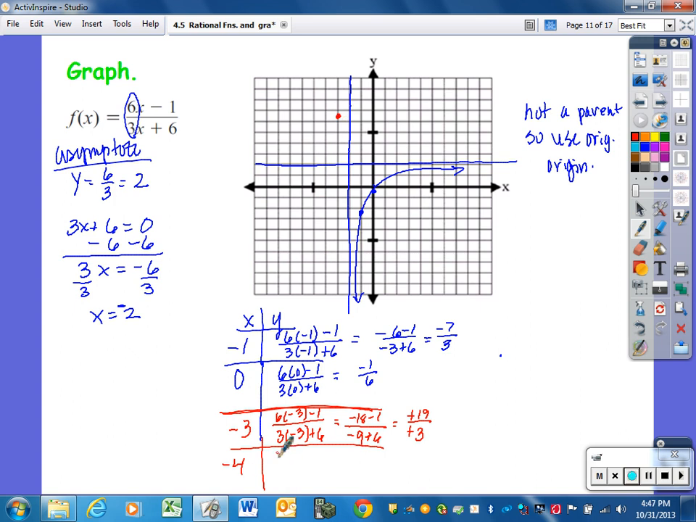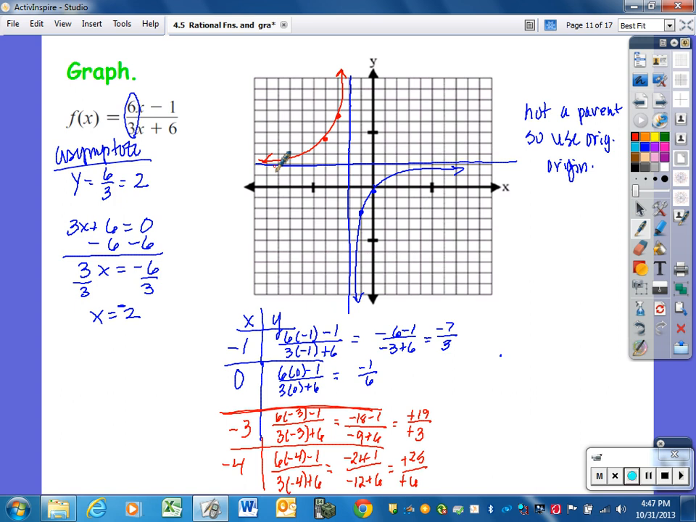Negative 4. 6 times negative 4 minus 1 over 3 times negative 4 plus 6. Negative 24 minus 1, negative 12 plus 6. Negative 25 over negative 6, 4 and 1/6. Negative 1, 2, 3, 4, 1, 2, 3, 4, and 1/6. And hug through those. And we have our hyperbola.